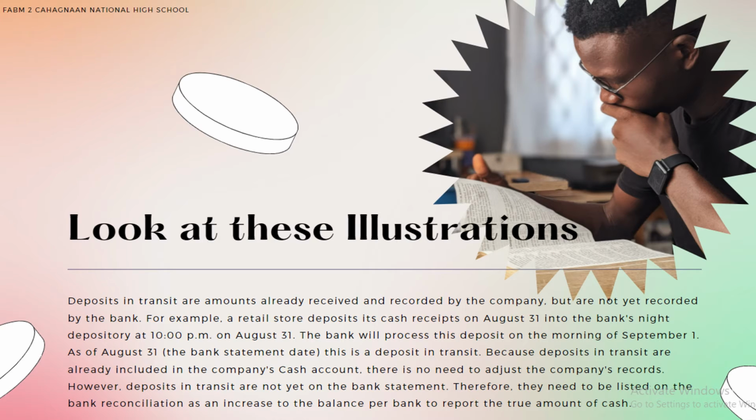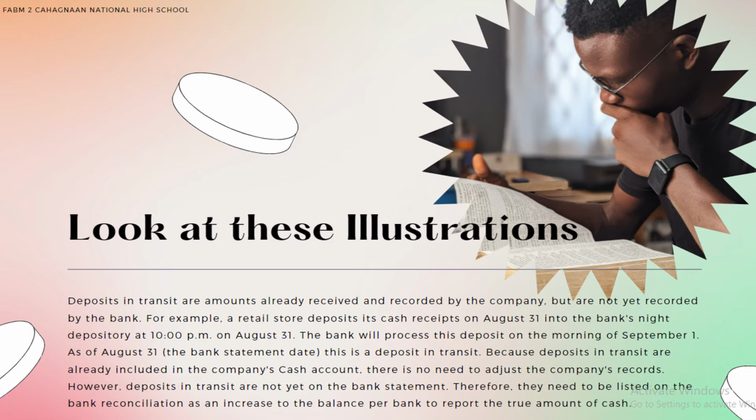a retail store deposits its cash receipts on August 31 into the bank's night depository at 10 p.m. On August 31, the bank will process this deposit in the morning of September 1. So the company deposited it on August 31 at 10 p.m. However, the bank will process this deposit on the morning of September 1. Why? Kasi close na yung bangko. Okay, as of August 31, the bank statement date.